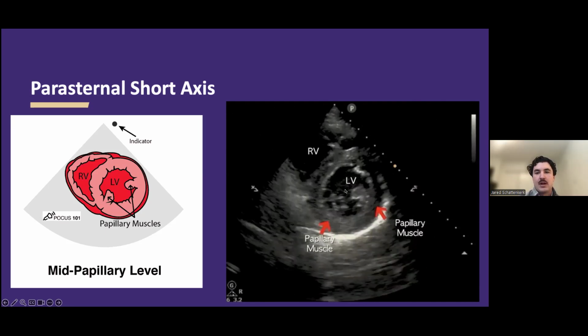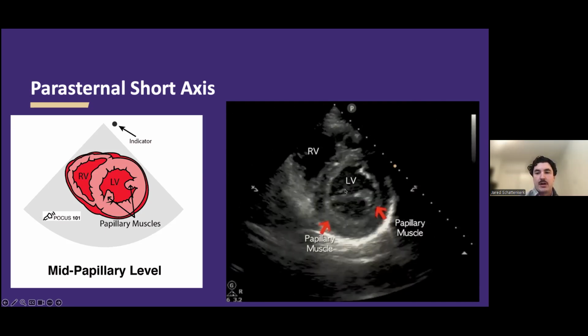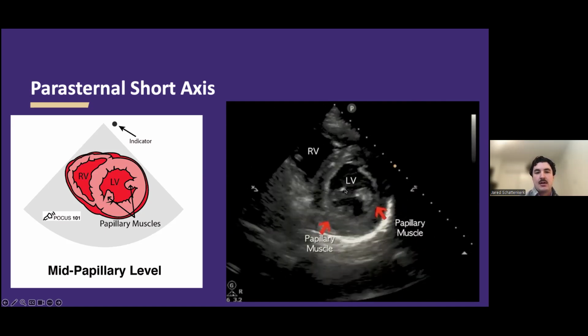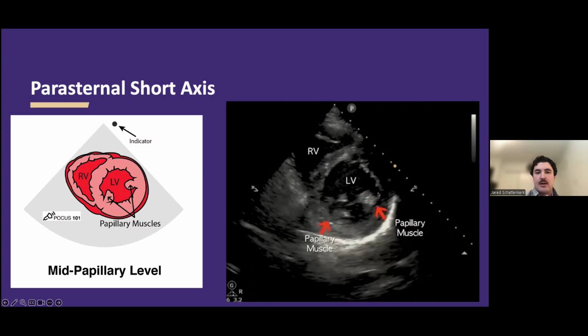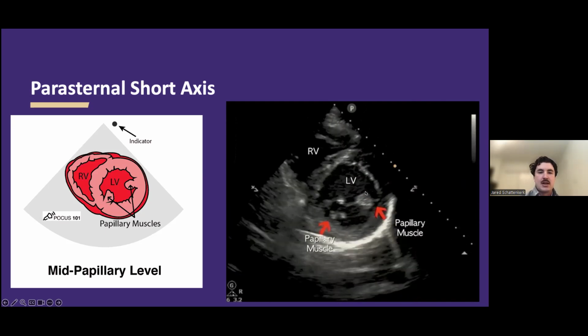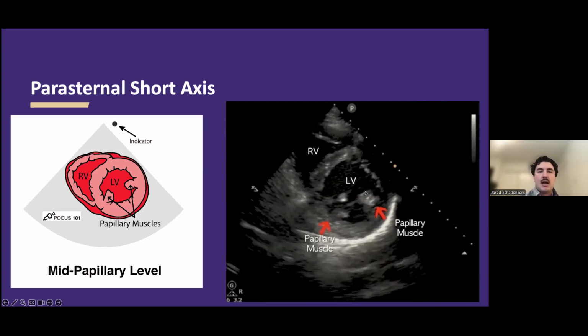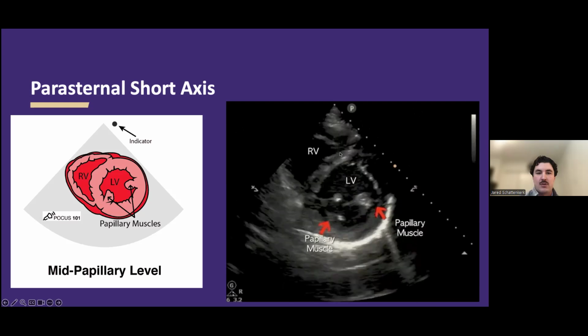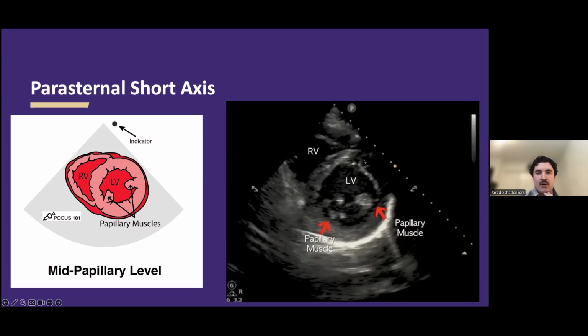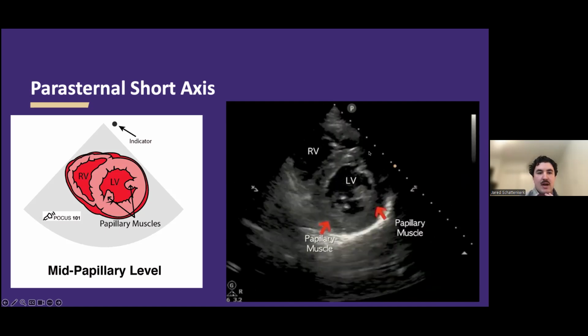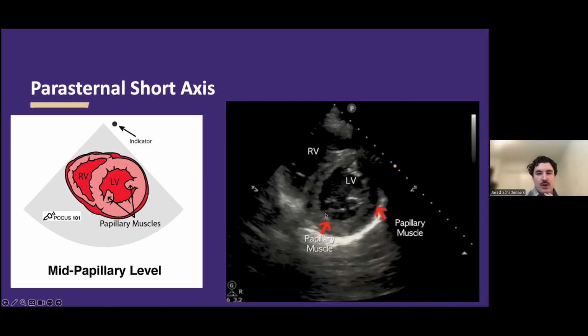If you rock the probe a little bit cranially, towards the head, you'll get further up in the left ventricle and see the mitral valve appear here. It looks kind of like a fish's mouth. Then if you go even further towards the head, you'll start to catch the aortic valve as well. It'll appear right here and almost look like a Mercedes-Benz symbol. But for what we're going to talk about later, this papillary muscle level is what you're going to want to try to get.